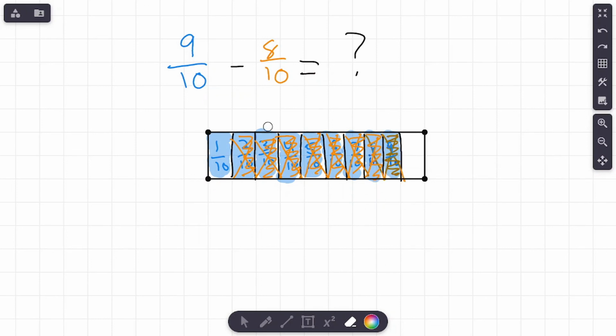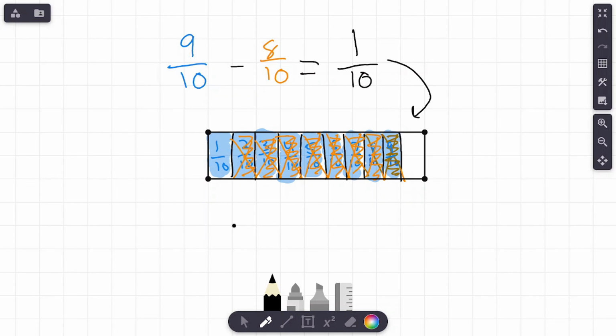So I took away 8/10. Let's see what we get in our expression up here at the top. Subtract the numerators. 9 minus 8 is 1. Do not subtract the denominators. 10 minus 10, don't subtract them. Denominators stay the same. So that's going to be 10. Let's take a look. Does our model match? How much do we have left? We've got 1/10.